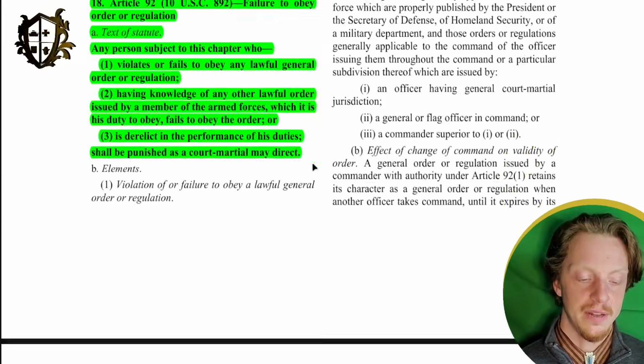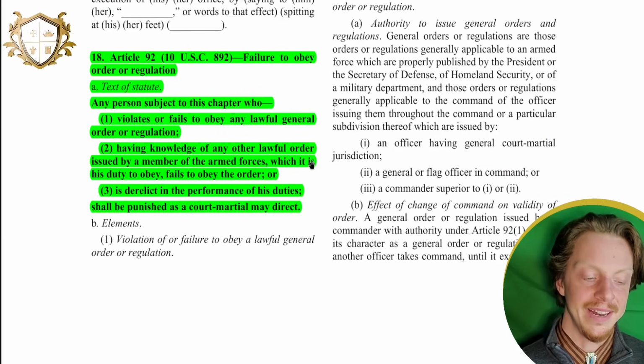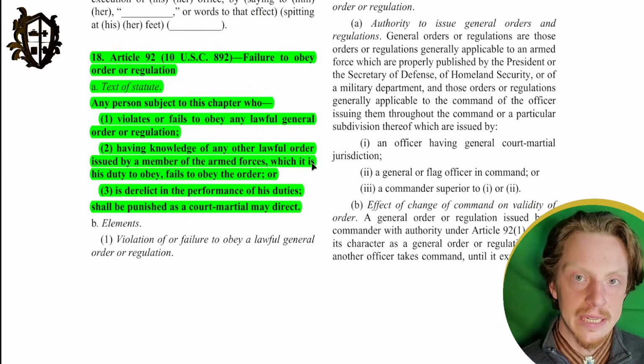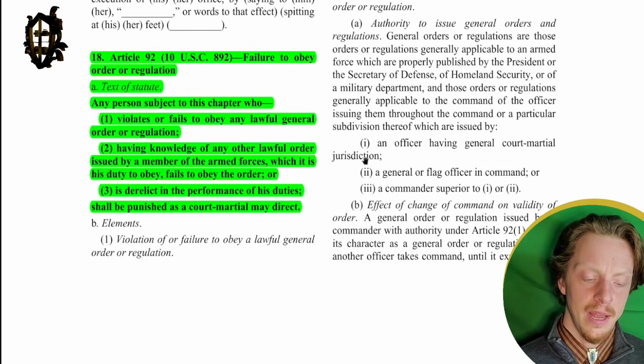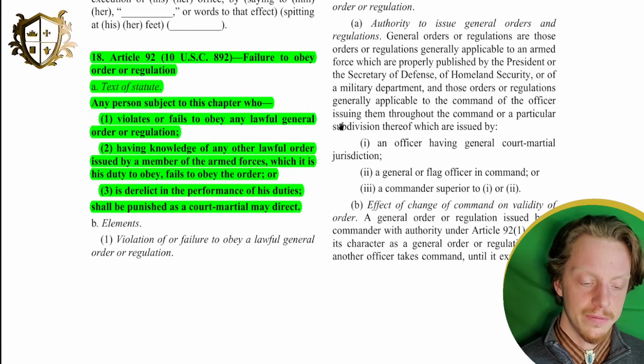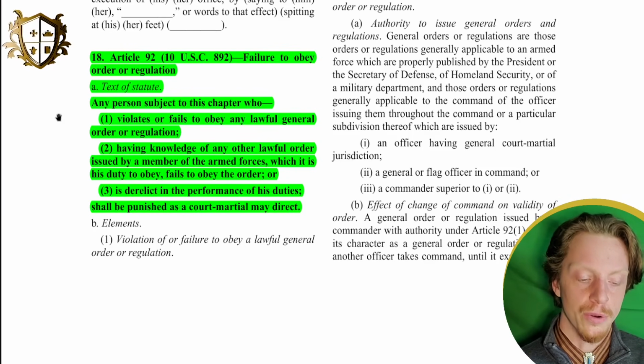So now let's scroll down to Article 92. And in this section, it is made overtly clear a third standard, or it may have been a fourth, a required standard of an order in order to be lawful.